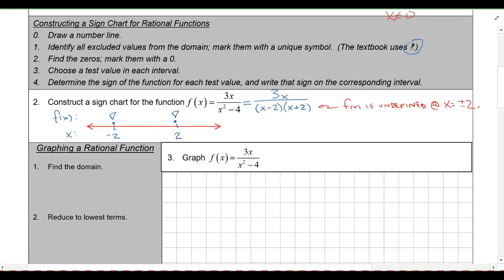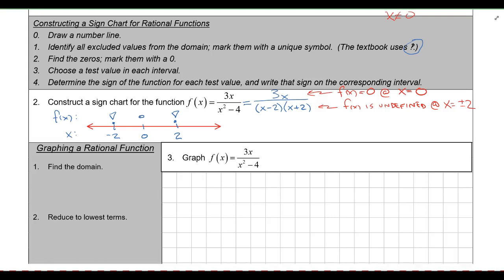Okay. Step 2 of the procedure here says find the zeros and mark them with a 0. Well, it looks up from here like my numerator. This is something you need to know. A rational function can only equal 0 if its numerator equals 0. So that means f of x will equal 0 at x equals 0. So I need to mark that point on my number line and identify it as a 0. Okay, so we're done with step 2.